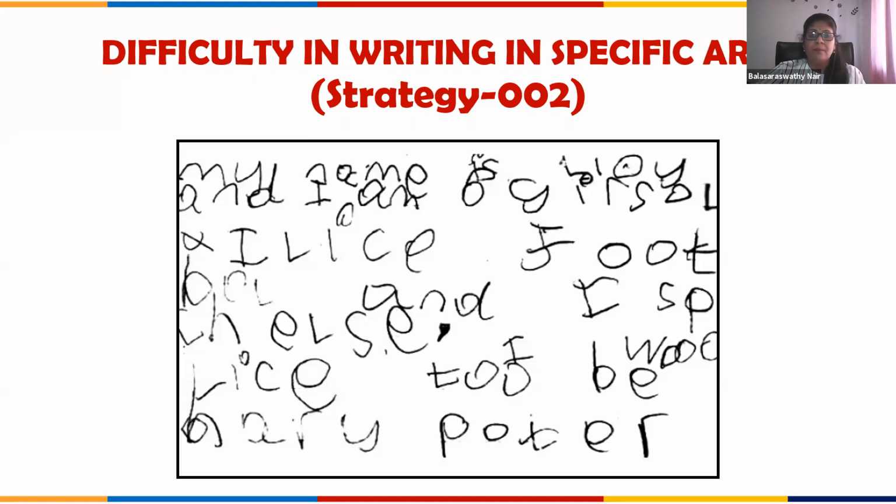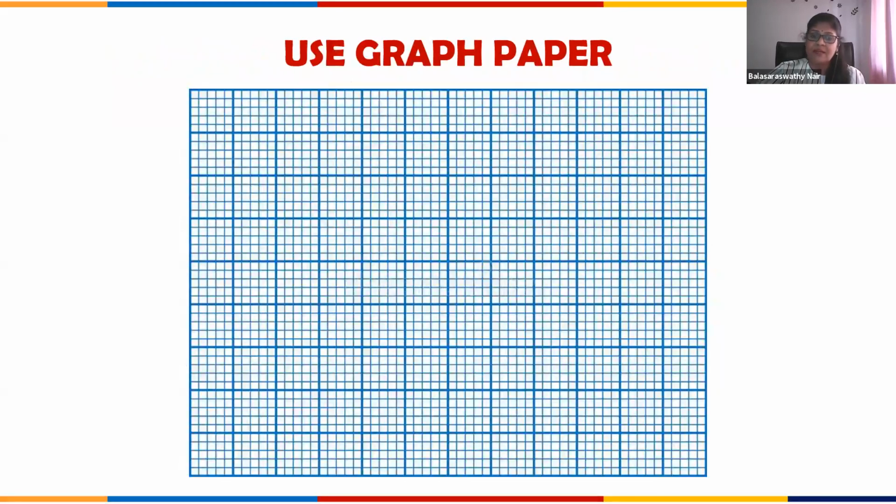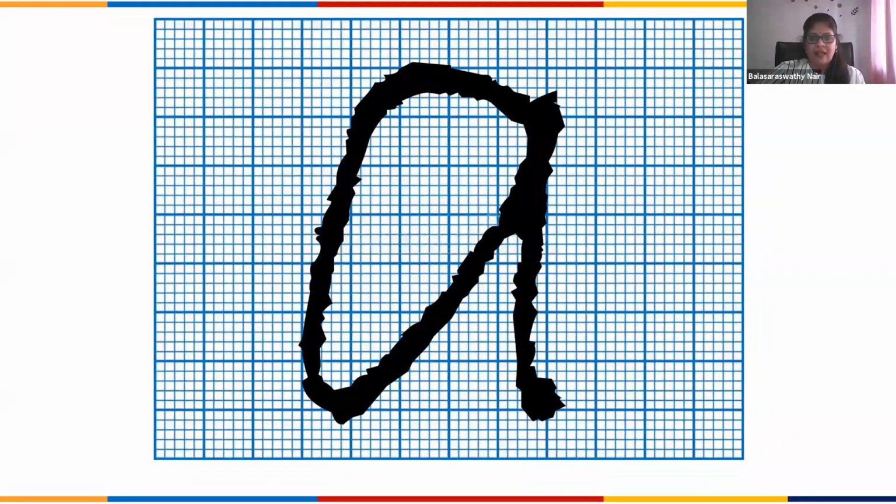You know why? Because their brain works 5 times harder than our brains do. Their processing is very slow, and because their brain works 5 times harder, they get very tired. So let me give you a technique for writing. Use graph paper. Take a graph paper like this and write the alphabet which the child is unable to write well. I have taken an example of A, but you can take any alphabet. Write it on a full graph paper.